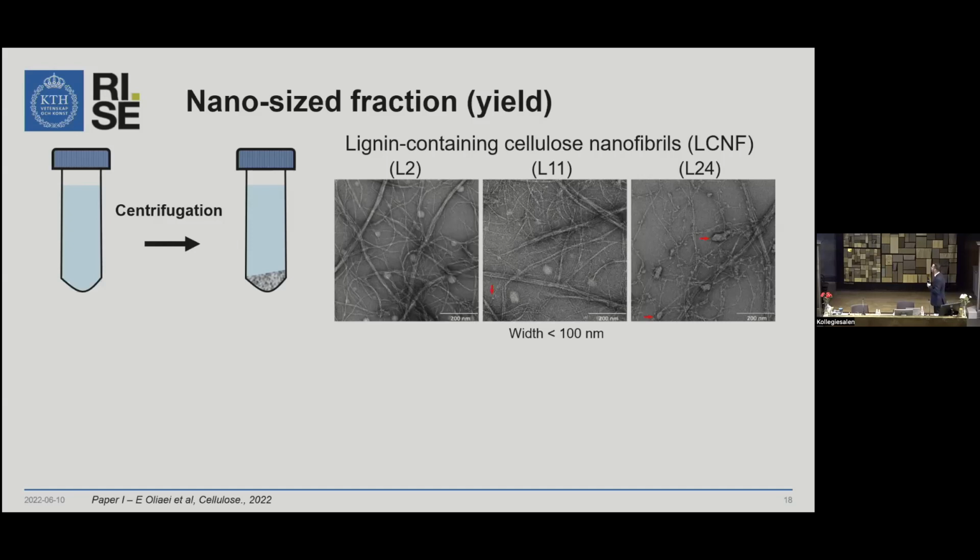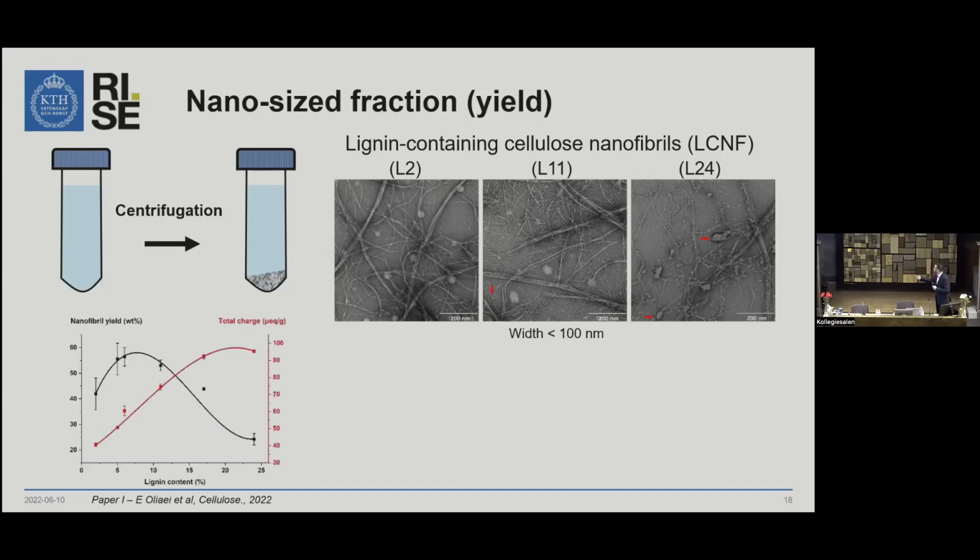We have then calculated the weight fraction of these nano-sized fibrils to the whole population of the MFLC fibrils. And we plotted the nanofibril yield here. You see with increase of the residual lignin content, the nanofibril yield increases to about middle range residual lignin content, but then it decreases when it goes to very high lignin content.